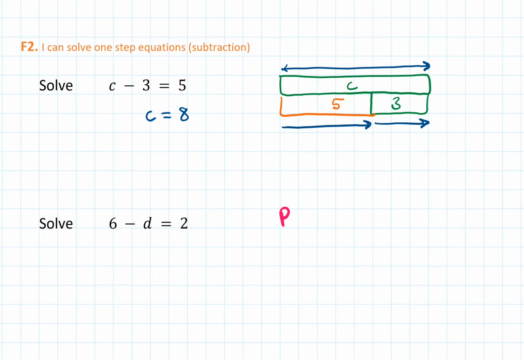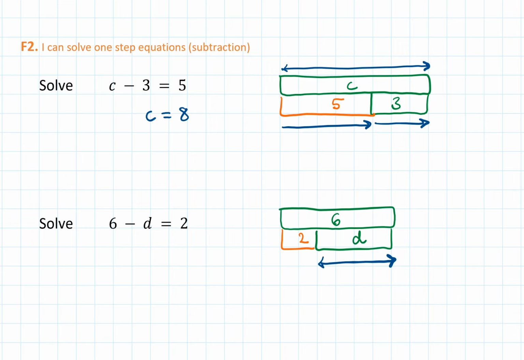Pause here to work out the next question by yourself. This is how my bar model will look. We are trying to find D. Therefore, we have to do 6 take away 2, which equals D. D will be 4, because 6 take away 2 is 4.